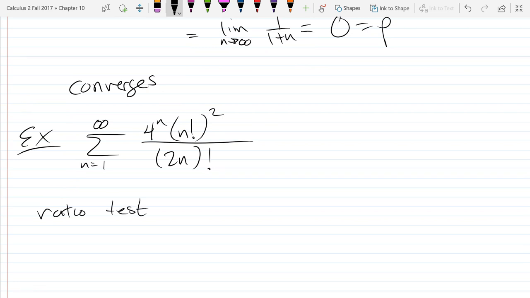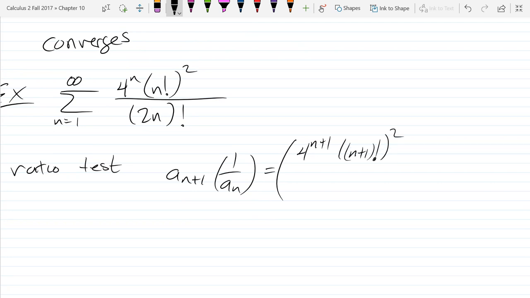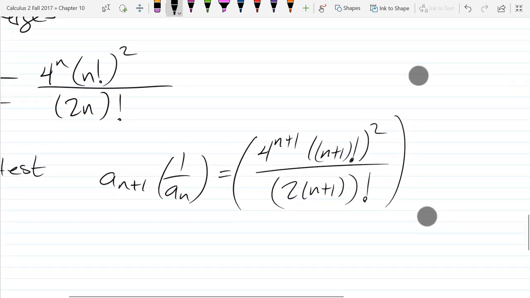Now, when we do ratio, we have to be very careful. There's a lot of n's here. There's 3 different places n appears. So we got quite a bit of algebra to do. So before I even apply a limit, let's look at the a sub n plus 1 over a sub n term and then reduce that down. So I very carefully replaced n by n plus 1.